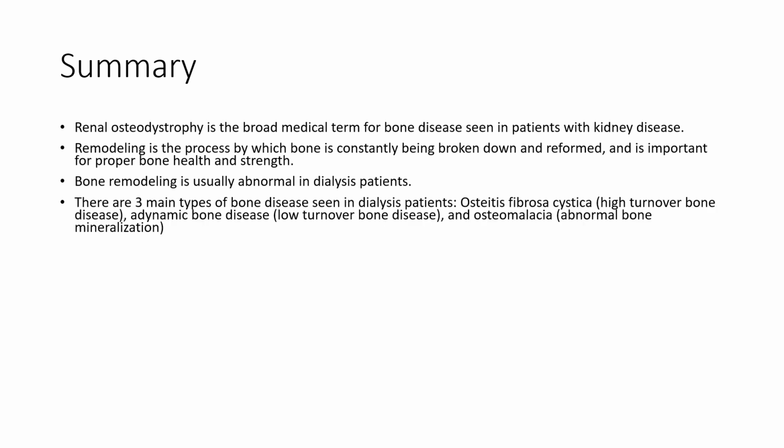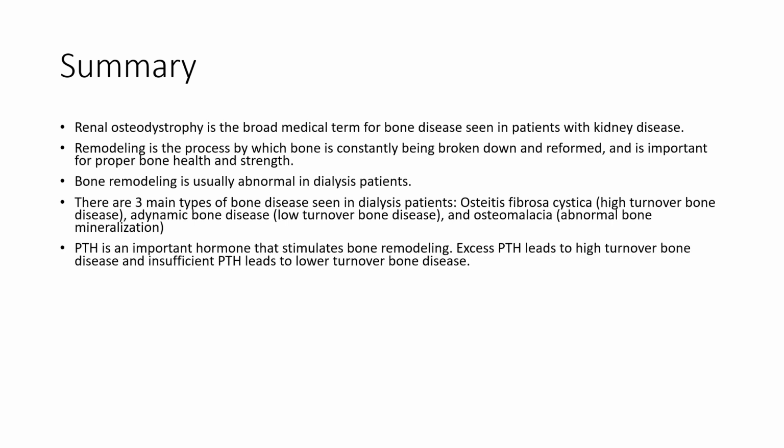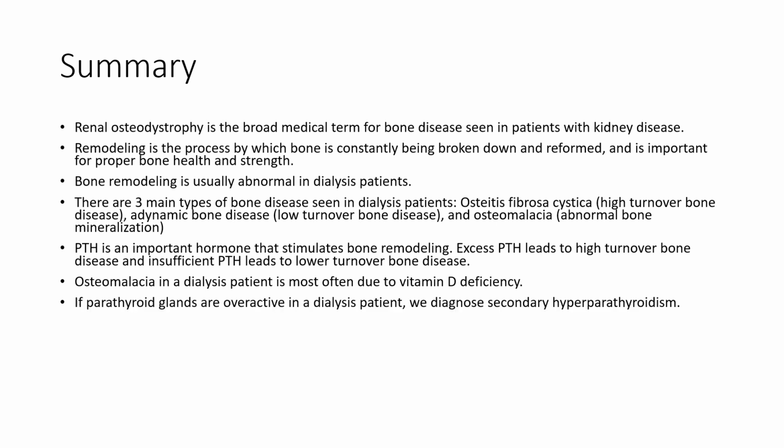There are 3 types of bone disease seen in dialysis patients: osteitis fibrosa cystica, or high turnover bone disease, adynamic bone disease, which is also called low turnover bone disease, and finally osteomalacia, or abnormal bone mineralization, and patients can have combinations thereof. Parathyroid hormone is an important hormone that stimulates bone remodeling. Excess parathyroid hormone leads to high turnover bone disease, and insufficient PTH leads to low turnover bone disease. Osteomalacia in a dialysis patient is most often due to vitamin D deficiency.